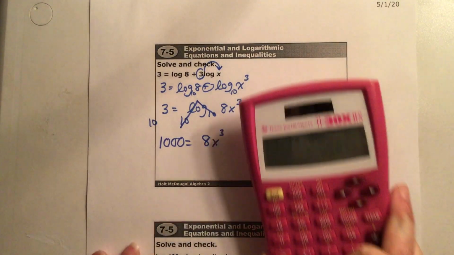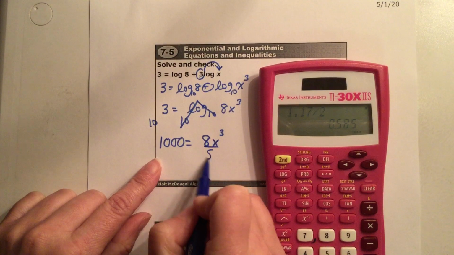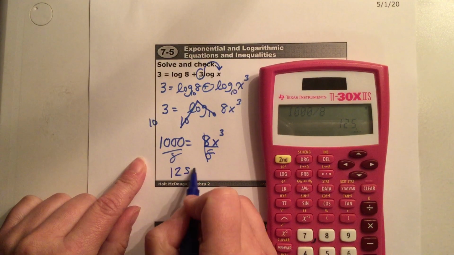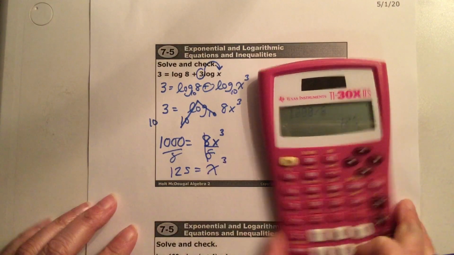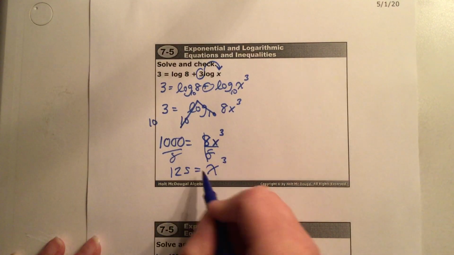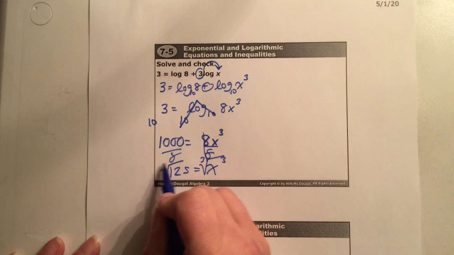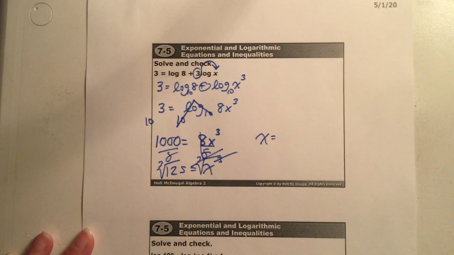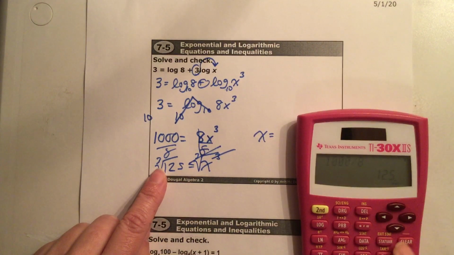Now you guys were just solving. So if I take 1,000 and I divide it by 8, you get 125 equals x to the power of 3. In order to cancel a power of 3, you take a cubic root because a cubic root cancels a power of 3. Now remember the way to enter this in your calculator.